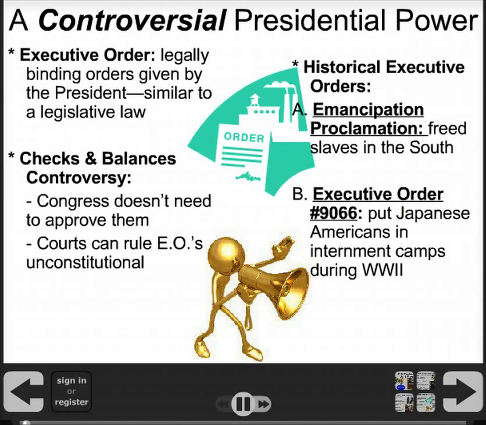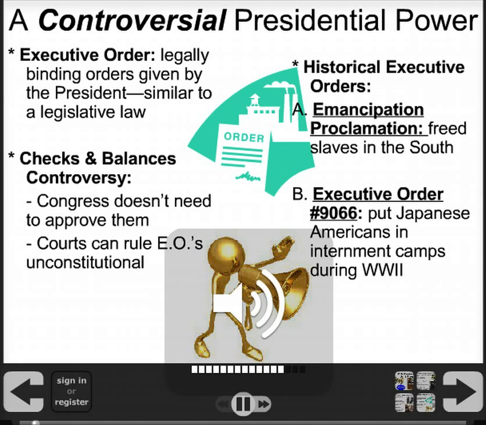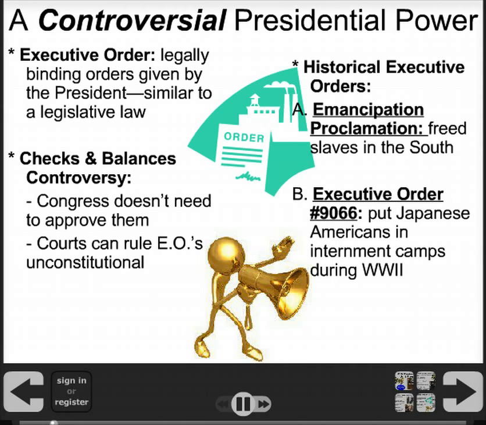What I'd like to do now is go into some more depth about this very controversial power of executive orders. Executive orders, as you can read here, are almost like a law. They're binding orders or commands that the president gives, and they're controversial. The reason is that the president doesn't need Congress's approval to pass an executive order. Now, you should be thinking to yourself, this goes against checks and balances. We learned that in Unit 2. Well, that's why executive orders are controversial.